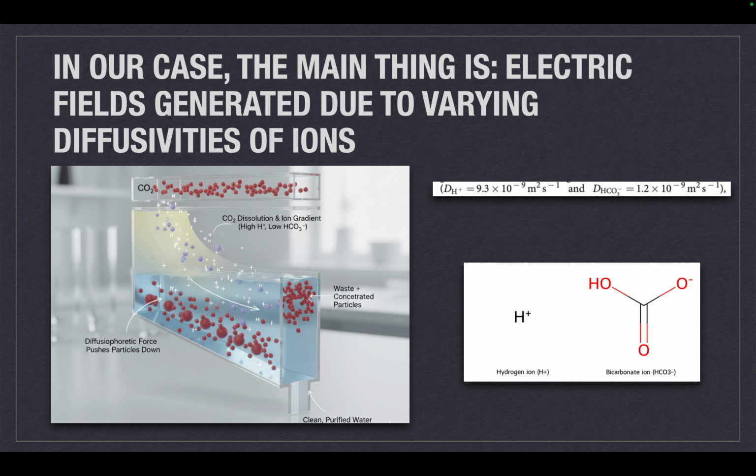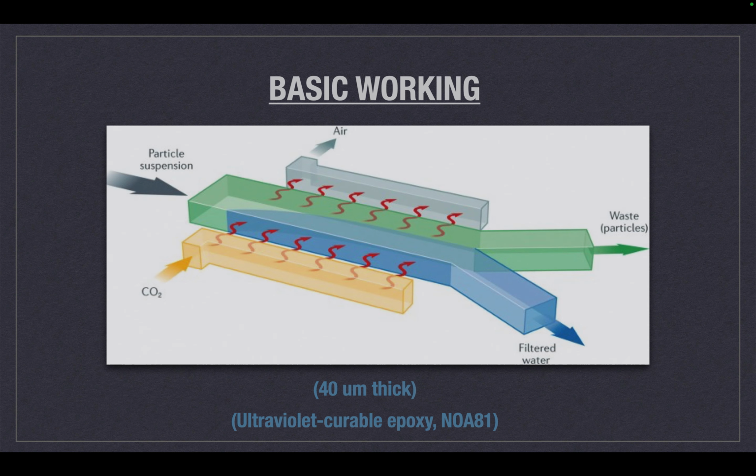So now what happens is that there's an electric field that is induced because of this, because the hydrogen ions are positive and the bicarbonate ions carry a negative charge. So now we have these two separated by some space, so there's going to be an electric field in between, and that electric field is going to push away suspension particles. This effect is pronounced only when we're dealing with very small distances.